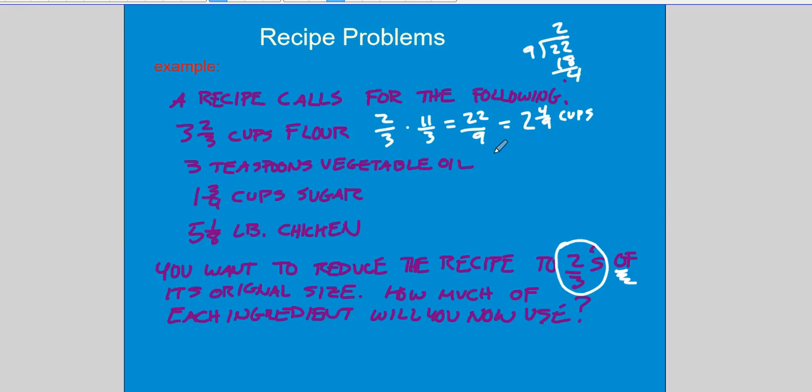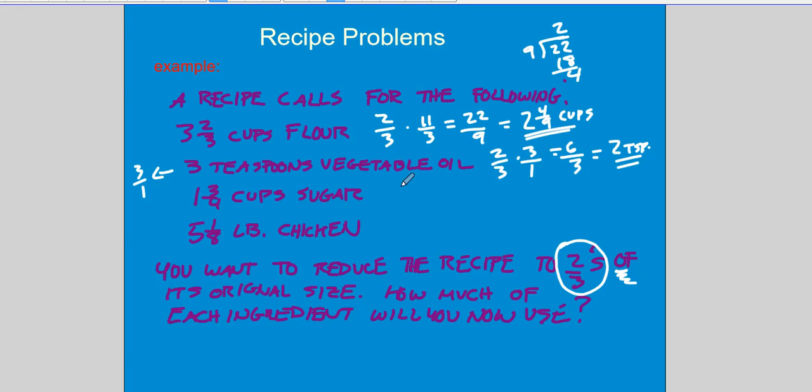So 3 teaspoons of vegetable oil. So this is going to be 2/3 of 3. Now notice here that's a whole number. So I'm going to write 3 as a fraction here. 3 can be written as 3 over 1. And that's what I'm going to do here. So now that way everything lines up. So that's going to be 6/3, which is 2 teaspoons. So I need 2 teaspoons. I need 2 4/9 cups.